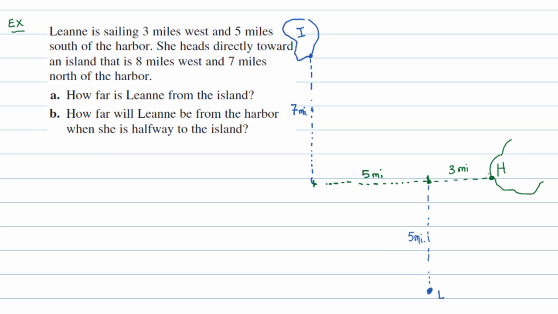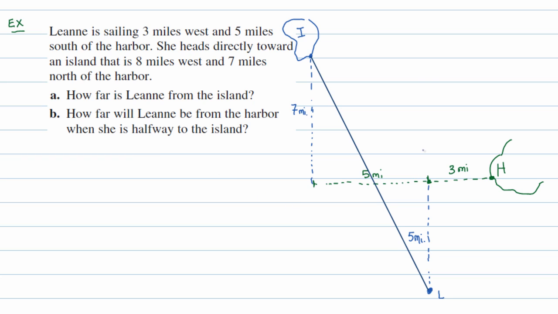Okay. So let's see, she's 3 miles west and 5 miles south of the harbor. That's exactly where we have her drawn. And she's heading towards this island way up here. And the island itself happens to be 8 miles west of the harbor and 7 miles north of the harbor. So see how this drawing is so important? Because otherwise, this problem would completely have me lost. Now the question is asking, how far is Leanne from the island? So what is the distance? Let me draw it. What is that distance from Leanne to the island itself?